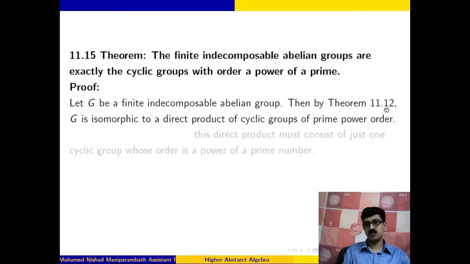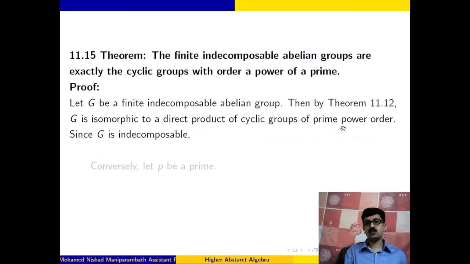Through that we can say that every finitely generated abelian group is isomorphic to Z_{p1}^{r1} × Z_{p2}^{r2} × ... × Z_{pn}^{rn} × Z × ... × Z. But the group is finite, so we can cut the last part, Z × ... × Z. Simply, we can say that it is isomorphic to a direct product of cyclic groups of prime power order. That means Z_{p1}^{r1} × Z_{p2}^{r2} × ... × Z_{pn}^{rn}.